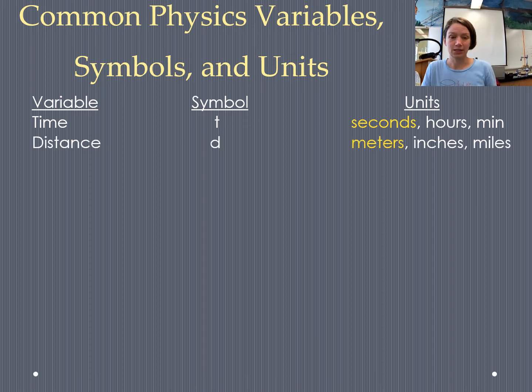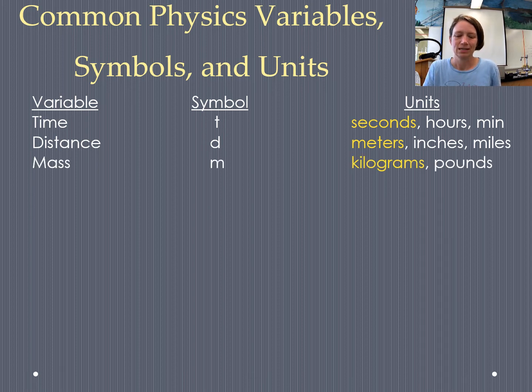The second common physics variable is distance. Of course, distance is basically how far apart things are. And in physics, in this class, we are going to use the symbol lowercase d, so a little d, to represent distance. And common units for distance could be meters, if you've seen a meter stick before in a science class, could be inches, could be miles, so there are lots of different possible units for distance.